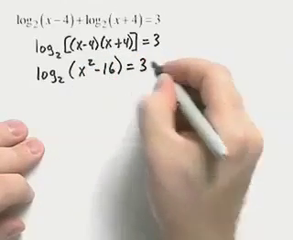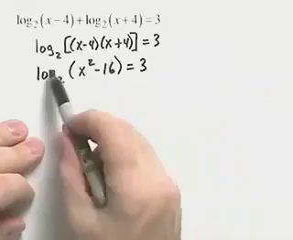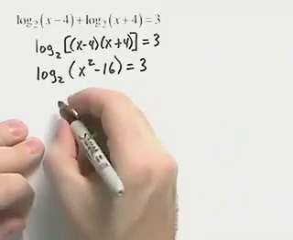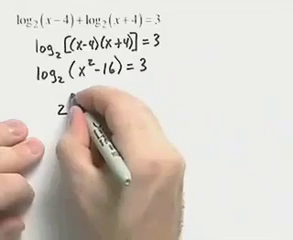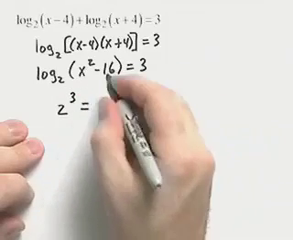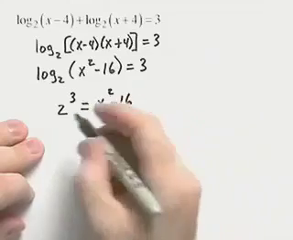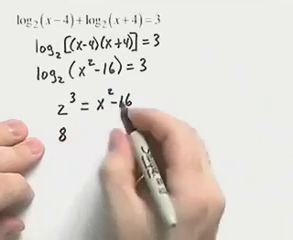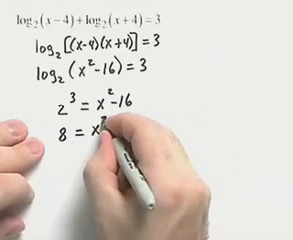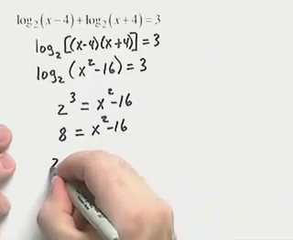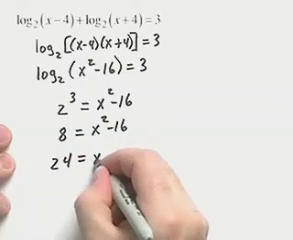That equals 3. We've got a logarithmic form here. We want to change that to an exponential form. So we're going to take the base 2, raise that to the third power, and that has to equal the inside, x squared minus 16. 2 cubed is 8. 8 is equal to x squared minus 16. I'm going to add 16 to both sides, so we get 24 is equal to x squared.